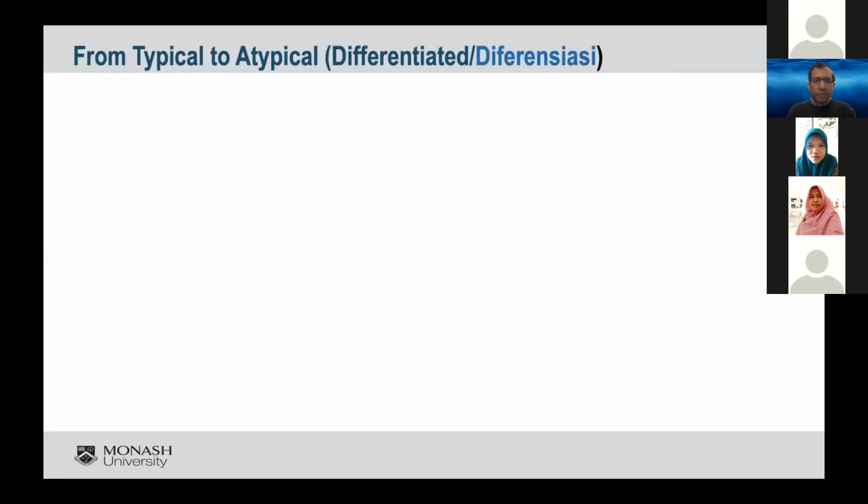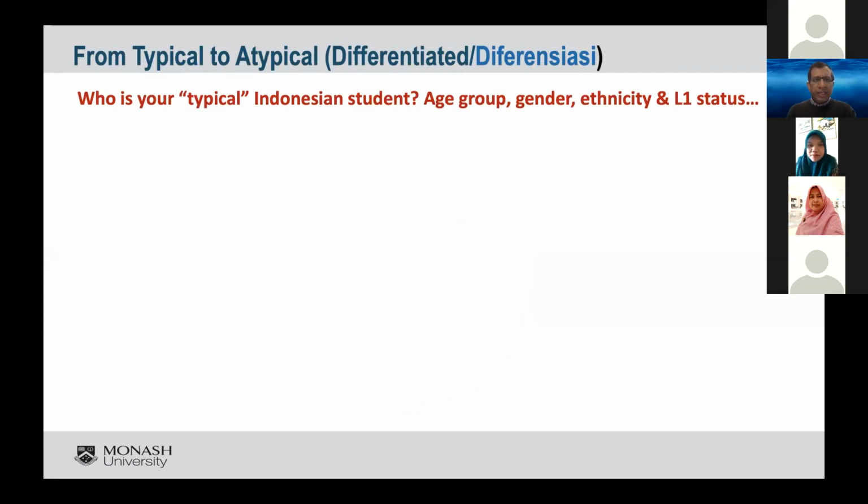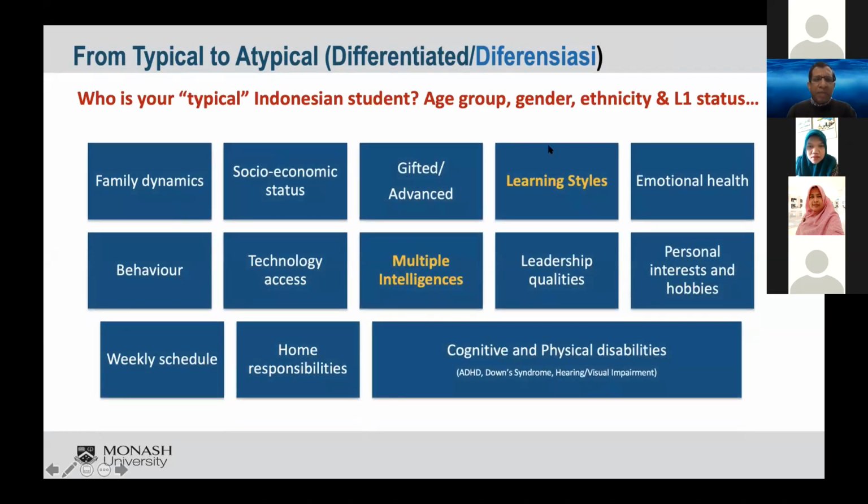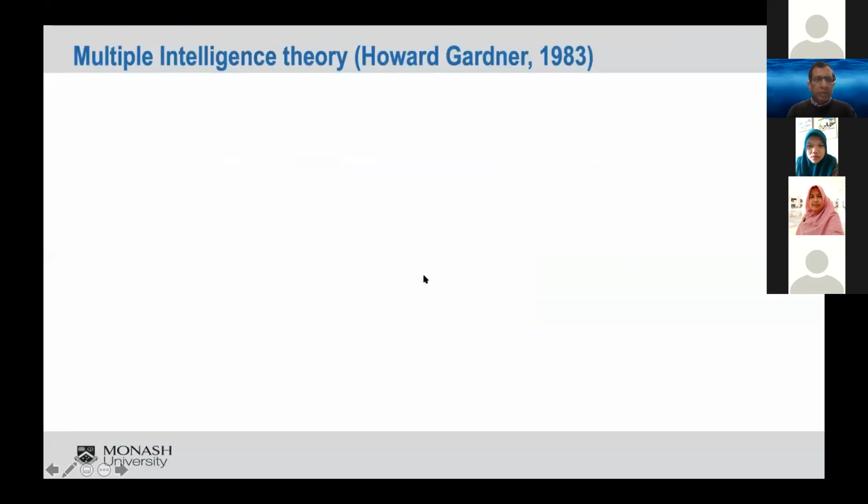Okay, so from typical to atypical. Typical Indonesian student, think about your Indonesian student: age group, gender, ethnicity. There are many, many differences. There are many, many factors that make us very different. And I'll talk about only two: multiple intelligences and learning styles.